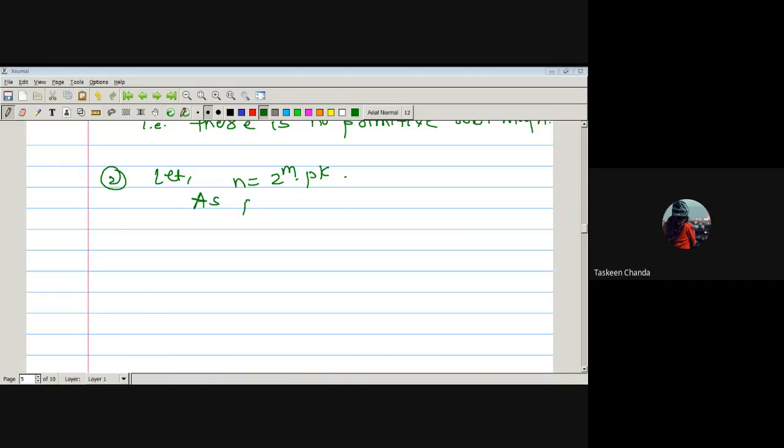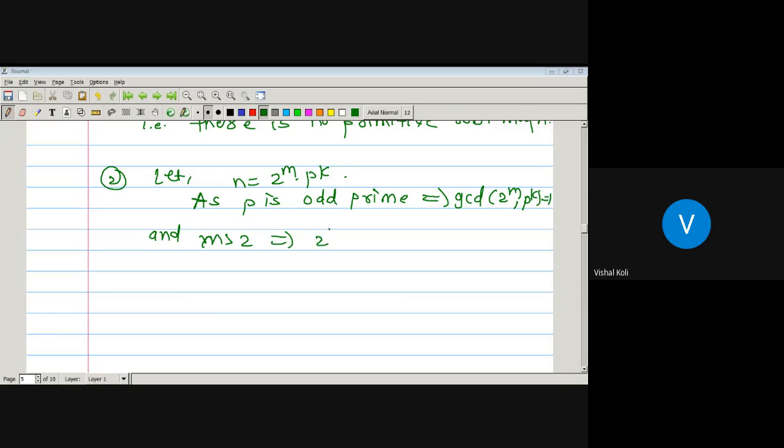Again, p is an odd prime, which implies the GCD of 2 raised to m, p raised to k is equal to 1. And also we have provided m is greater than 2. As m is greater than 2, which implies 2 raised to m is also greater than 2. And p is an odd prime and k is an integer greater than 1, which implies p raised to k is also greater than 2.